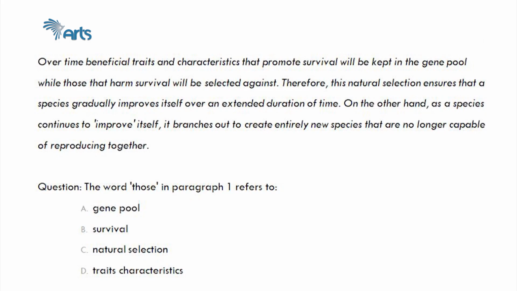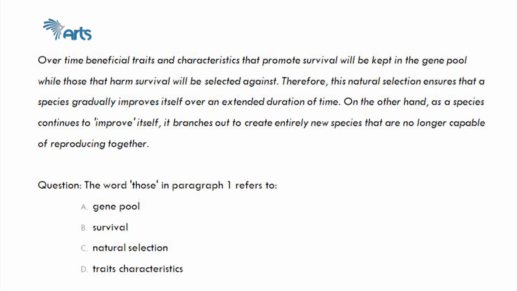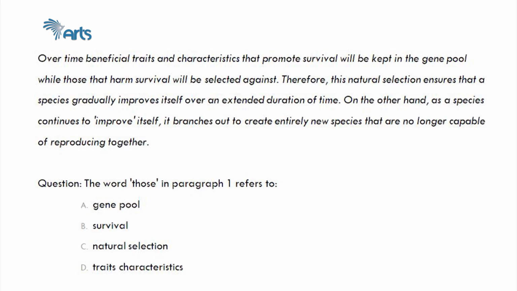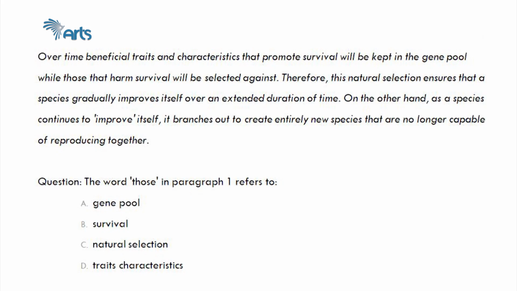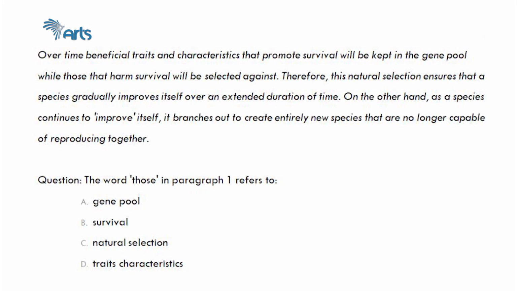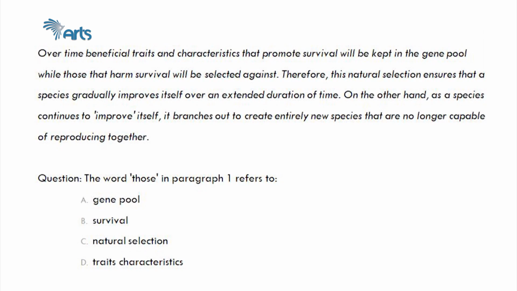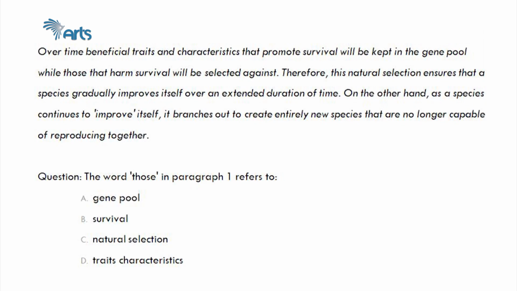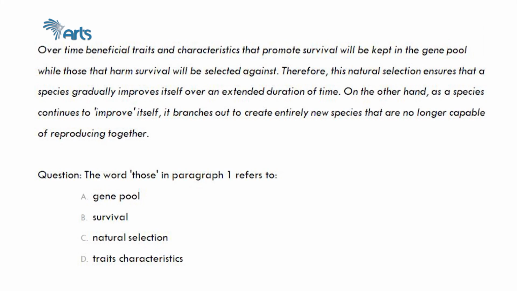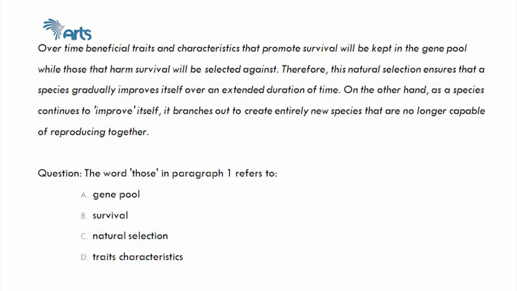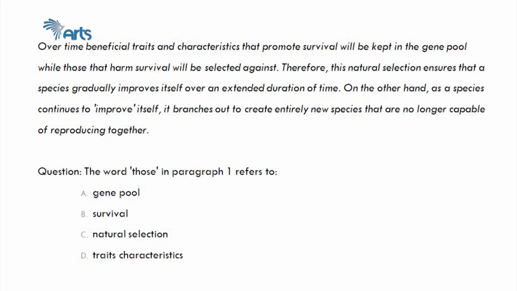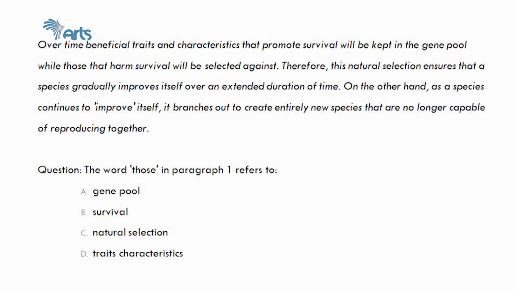Questions. The word "those" in paragraph 1 refers to A. Gene pool, B. Survival, C. Natural selection, D. Trait character. Now let's take a look at that word in the previous section of this paragraph. Here at the last line you can see the gene pool, while those that harm survival will be selected against. Now what is "those" referring to?